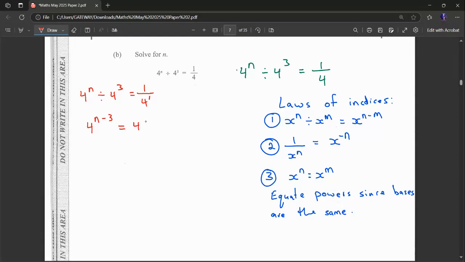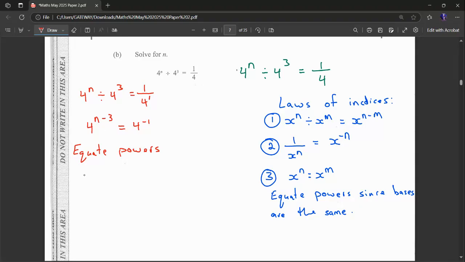So I am going to have 4 to the power of negative 1. I invert it by using the second law, right? In this case, the 4 comes like the x and the 1 comes like the n. So now I have the same bases on both sides of the equal sign, so I will equate the powers.